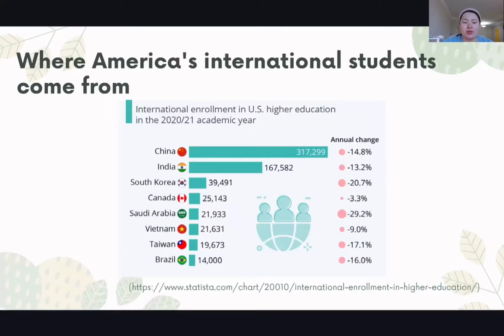Let's look at this pie chart. Statista published data about where American international students come from, so we are able to get some information on international enrollment in United States higher education in the 2020 to 2021 academic year. From the bar chart, we can see there are more than 317,000 Chinese students studying in the United States. Although the number of Chinese students decreased 14.8%, Chinese students are still the main customers of the international study market.